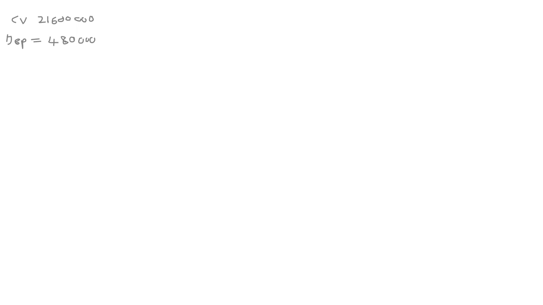Okay, and then my carrying value before the refurbishment is now going to be the difference between these two amounts here. So the 21.6 million minus the 480,000, and that's 21,120,000. Then I'm going to add my refurbishment costs, which was 6 million. So you add your refurbishment costs of 6 million, and that's going to give you your new cost.